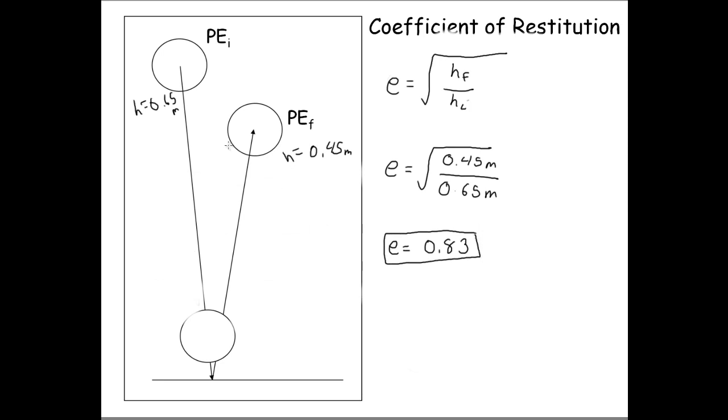You're going to do a lab where you're going to measure the height that you drop a ball from, and you're going to see how high it bounces, and then you're going to calculate this coefficient of restitution. Notice, meters over meters, they cancel, and so I have no units for my coefficient of restitution.